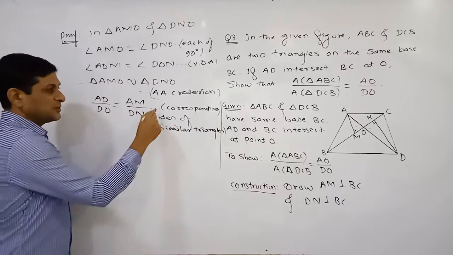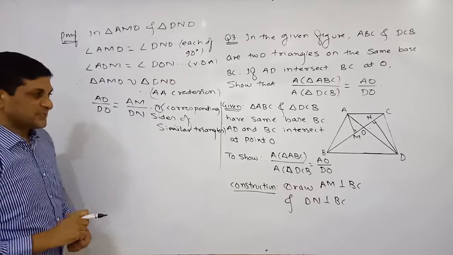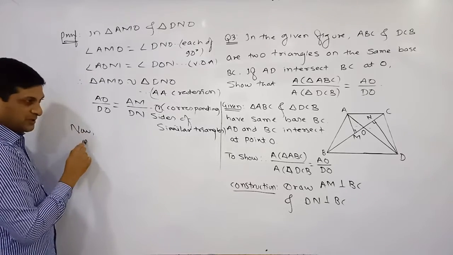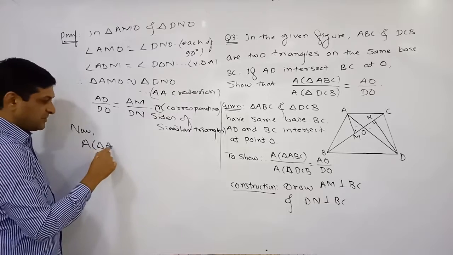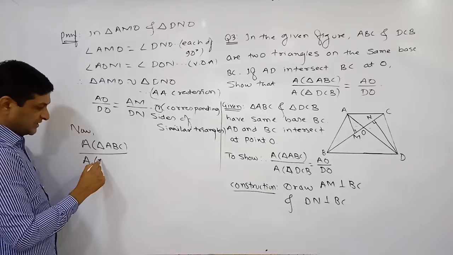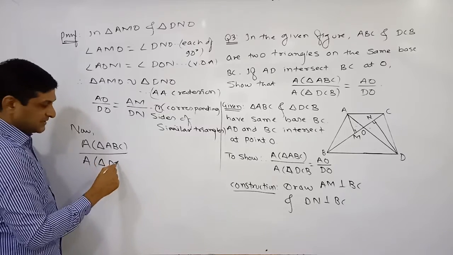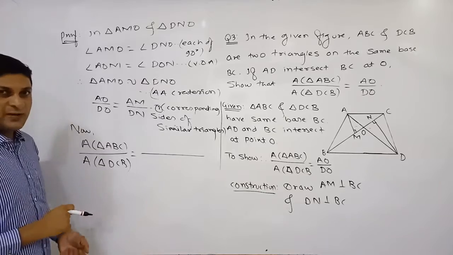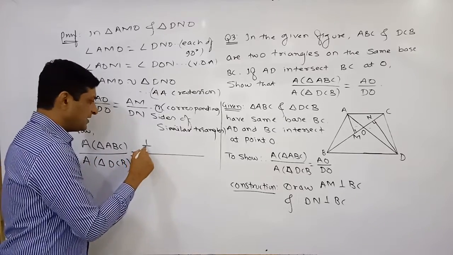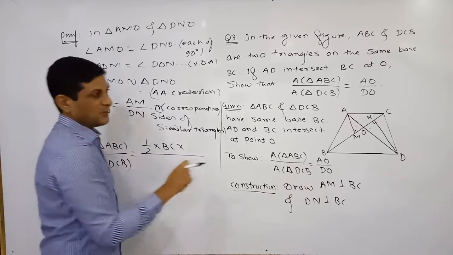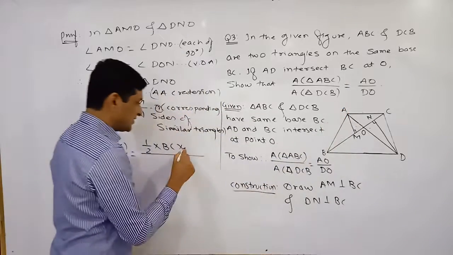Well, let us denote this result by equation number first. Now observe our required result. Now we are trying to find the ratio of the area of triangle ABC and triangle DCB. Already we have one formula to find the area of a triangle, that is half into base, and base is nothing but BC, into height. What is the height? AM is the height of this triangle.